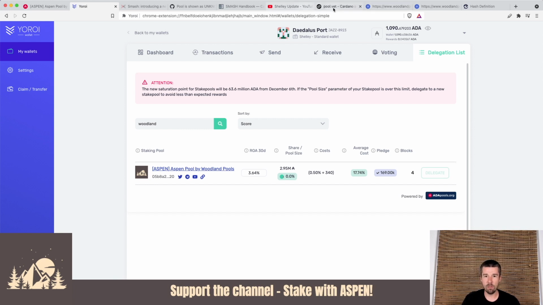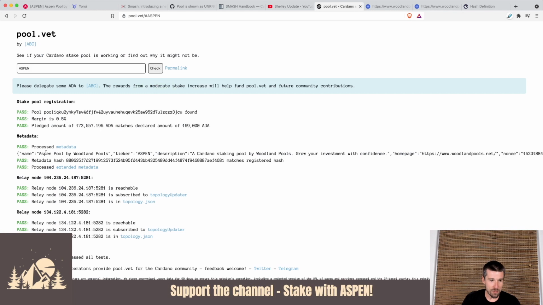As you can see here, when we were looking at pool.vet, our new name is Aspen Pool by Woodland Pools. That's what drove us to do this metadata change. The hash does match what is registered, so we're good to go there. So any delegators to the Aspen pool, you can rest assured everything is green, we're good to go.